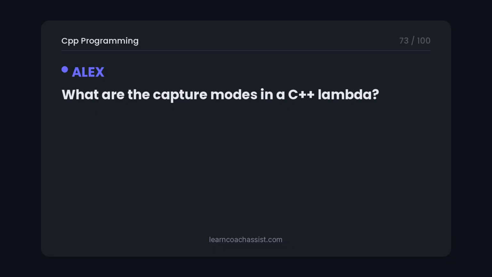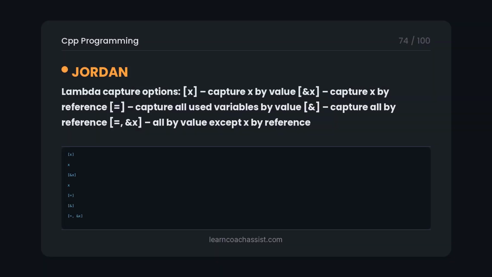What are the capture modes in a C++ lambda? Lambda capture options: [] captures nothing, [x] captures x by value, [&x] captures x by reference, [=] captures all used variables by value, [&] captures all by reference, [=, &x] all by value except x by reference.